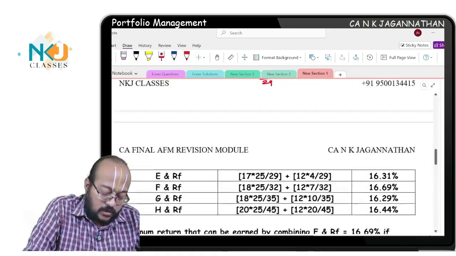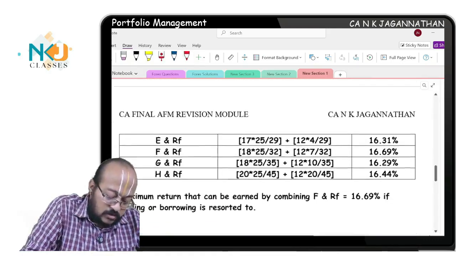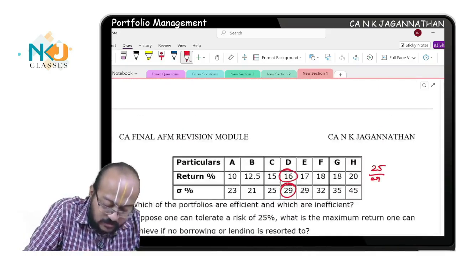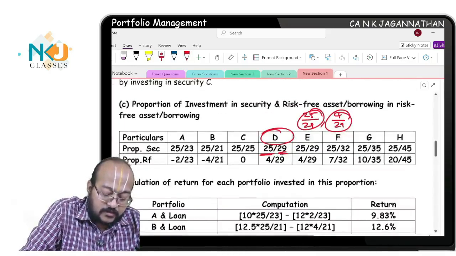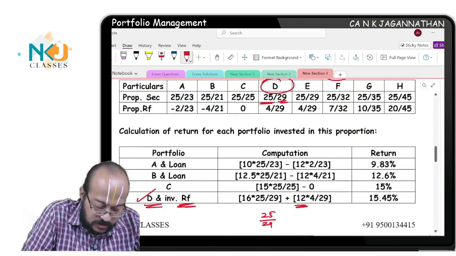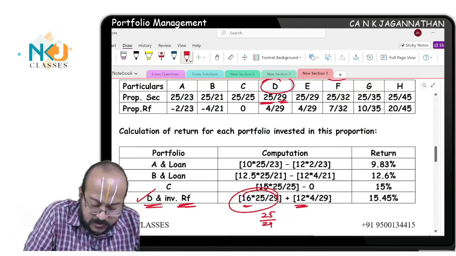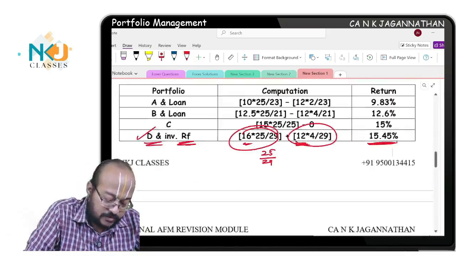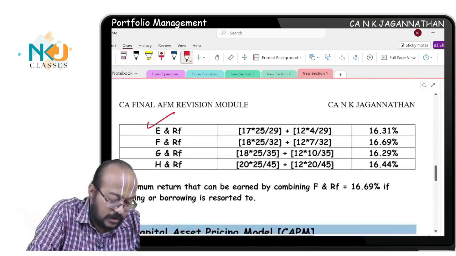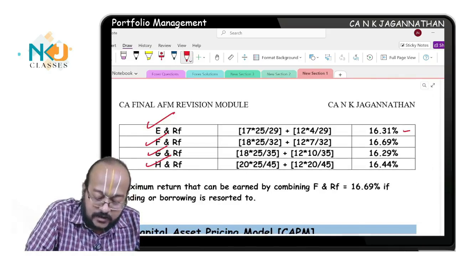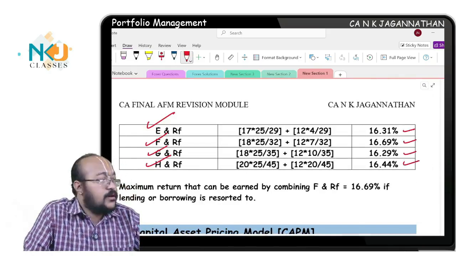So now 4 by 29, so this amount 25 by 29 generates how much return? 16% return, and the balance 4 by 29 generates 12% return. Weighted average return, 16 into 25 by 29 plus 12 into 4 by 29, is 15.445%. Like this you will find for E and RF, F and RF, G and RF, H and RF, and the respective returns you can calculate.